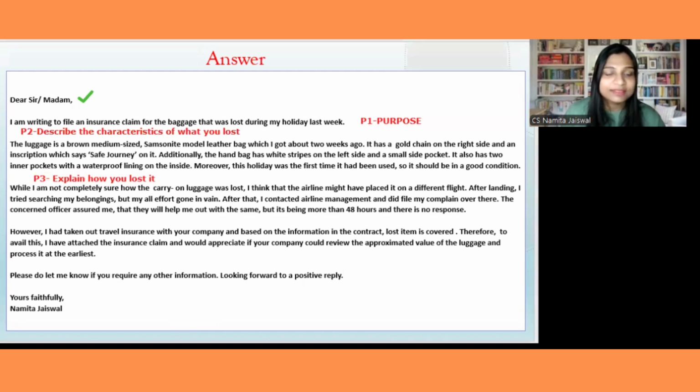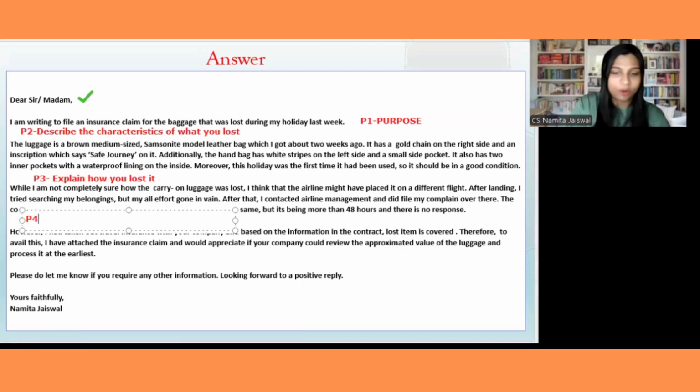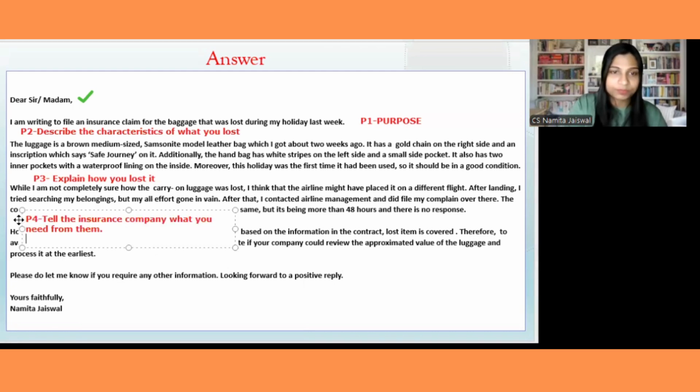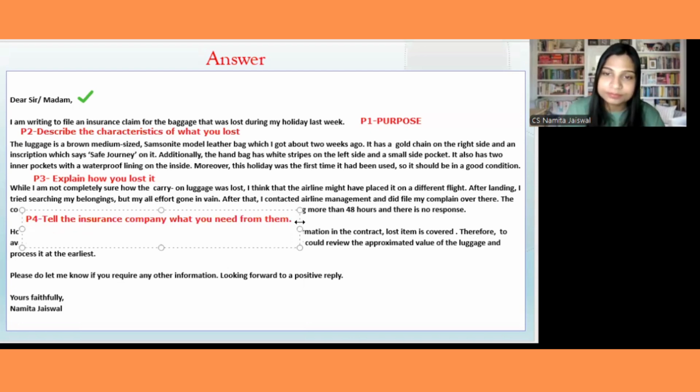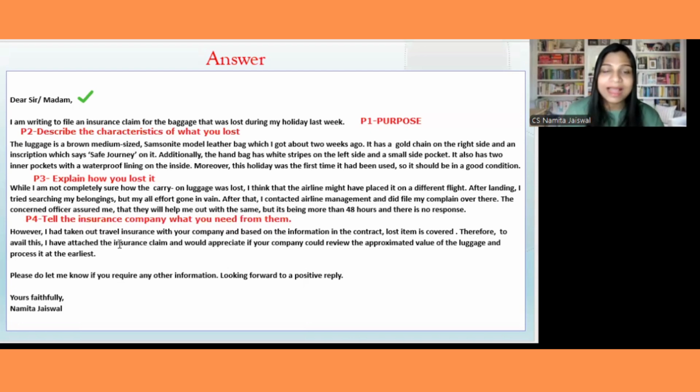Now, the next paragraph, you will tell the insurance company what you need from them. So this is going to be your paragraph 4. "However, I had taken out travel insurance with your company and based on the information in the contract, the lost item is recovered. Therefore, to avail this, I have attached the insurance claim and would appreciate it if your company could review the approximated value of the luggage and process it at the earliest." So this is what you want from them.